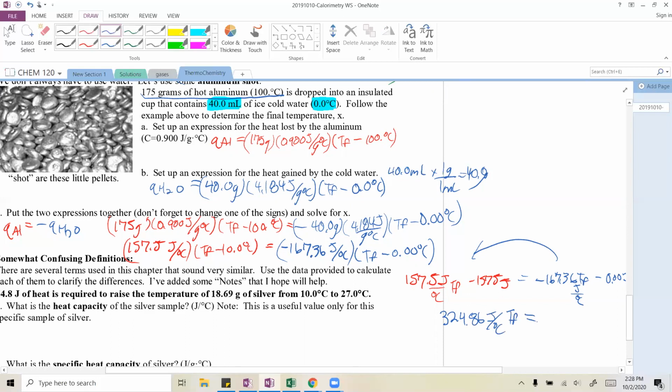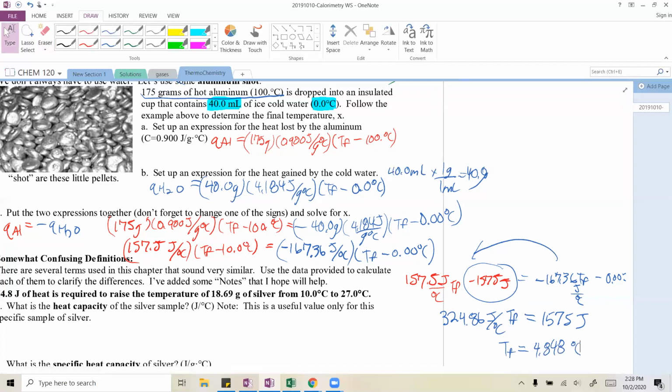And I'm going to bring my other term over to the right. So this becomes positive 1575 joules. So 1575 divided by 324.86, and our final temperature is going to be 4.848 degrees Celsius.